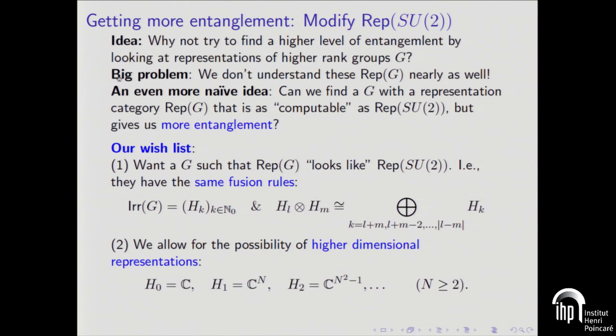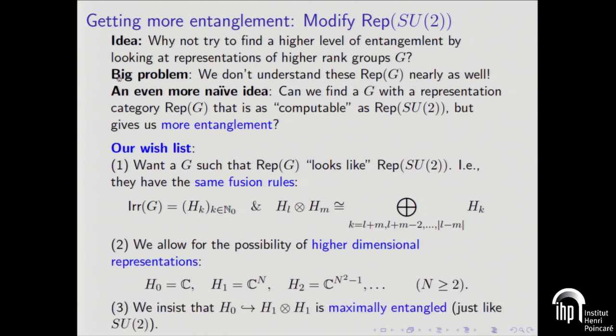And if you have these fusion rules, the dimensions are recursively determined by them. If I specify the dimension of H1, say C to the N, then these fusion rules will tell me the dimensions of all the remaining representations if my G has to satisfy this. For example, if H1 is C to the N, then H2 would be C to the N squared minus 1, and so on, so that H1, H2, H3, and so on are growing exponentially in size.